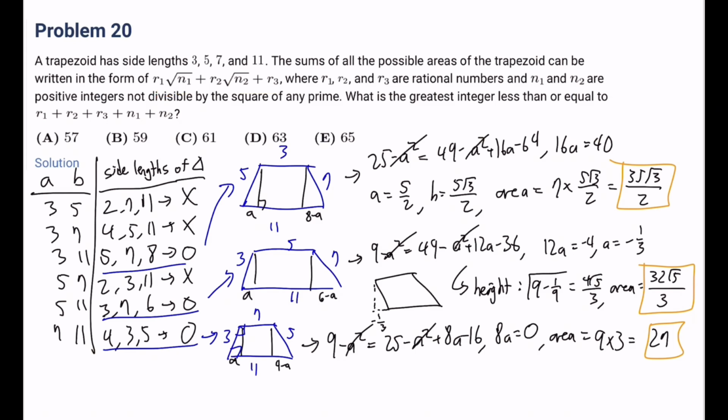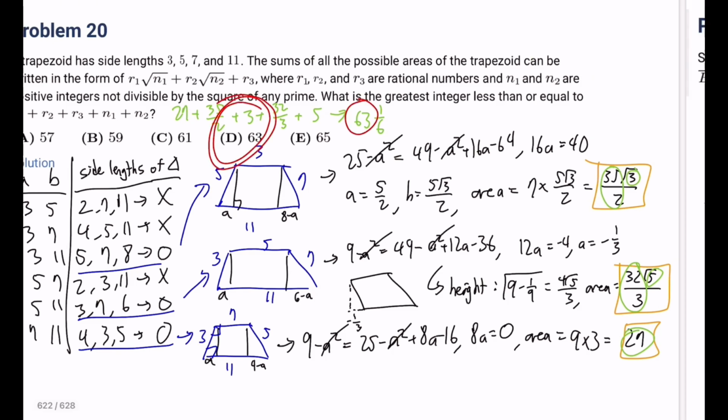And so we have to add 35 root 3 over 2, 32 root 5 over 3, and 27. So that's going to look like 27 plus 35 root 3 over 2 plus 32 root 5 over 3, and that's going to come out to something like 63 and 1 over 6, and the greatest integer less than or equal to that is going to be 63. So that's our answer, it's D.